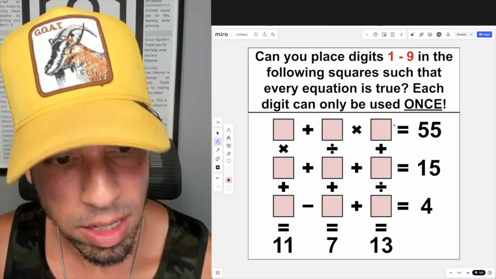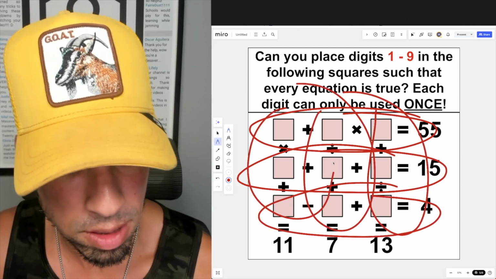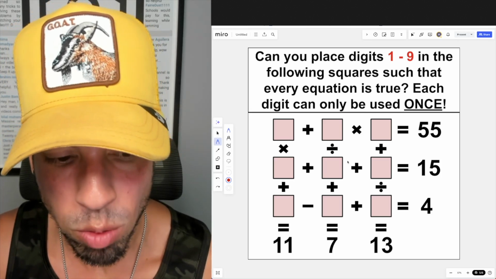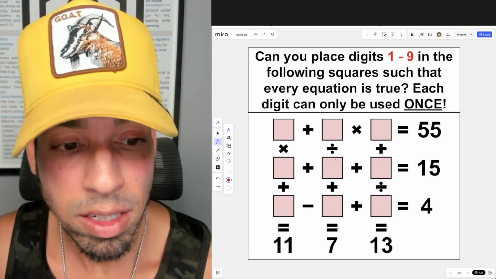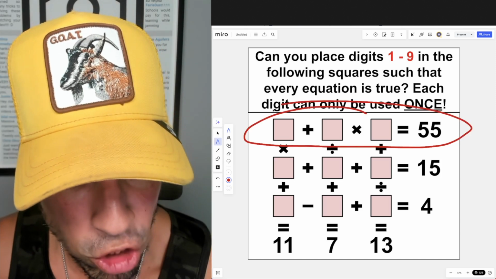So with a puzzle like this, I've got 1, 2, 3, 4, 5, 6 different equations. I want to pick and choose the starting equation that I work with very carefully. And the way I'm going to select it is one where it has very few possible options. I'm going to start with this top equation right here.